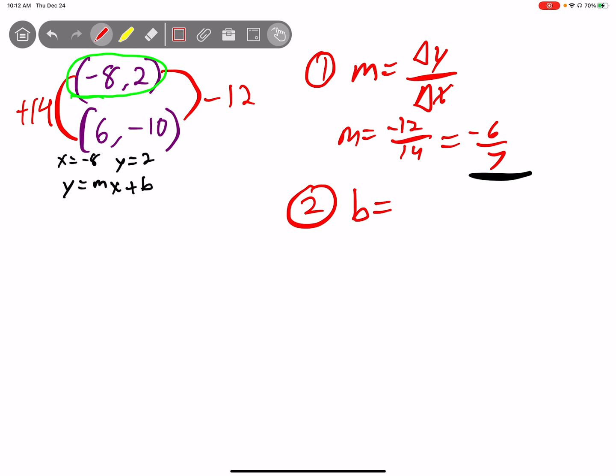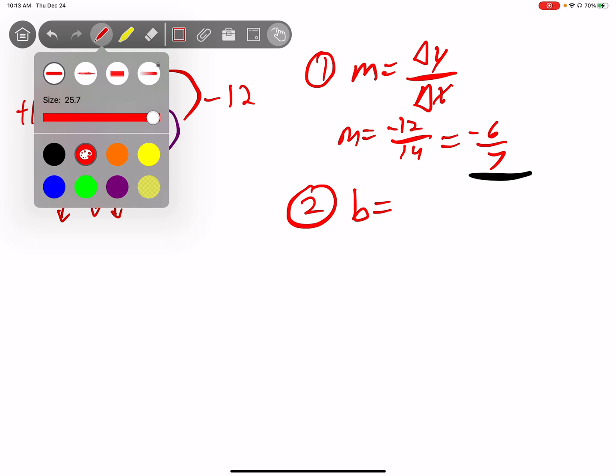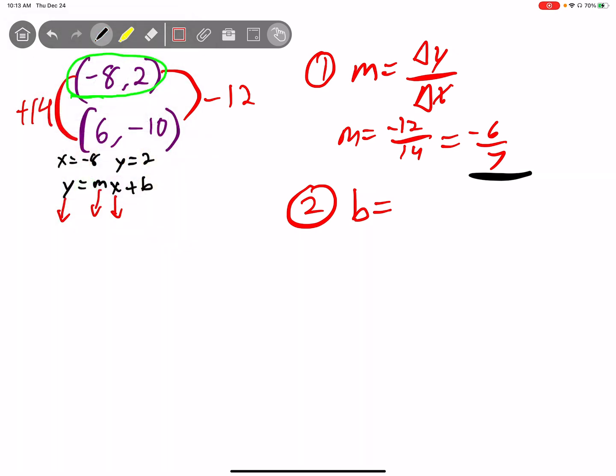Okay, so y, m, x. Again, y is 2 because we chose that point. m we found was negative 6/7. x we found is negative 8, plus b. So we bring down the 2 equals negative 6 times negative 8 gives me positive 48 over 7 plus b.